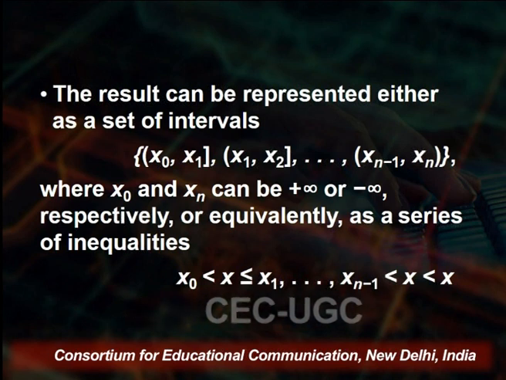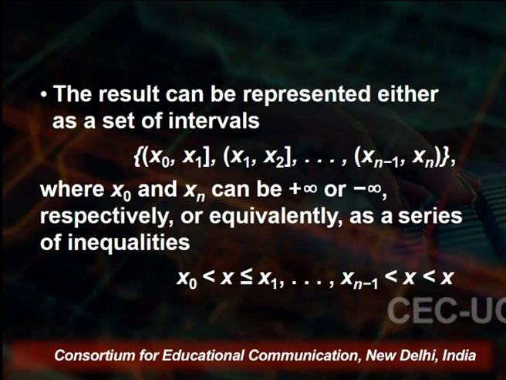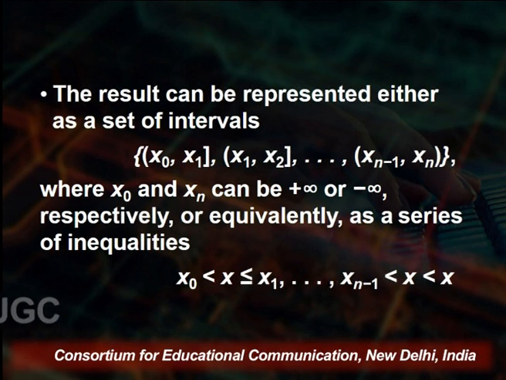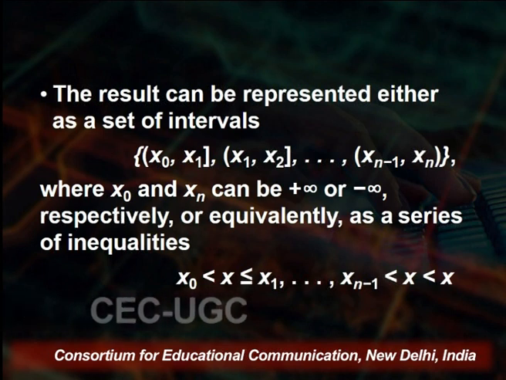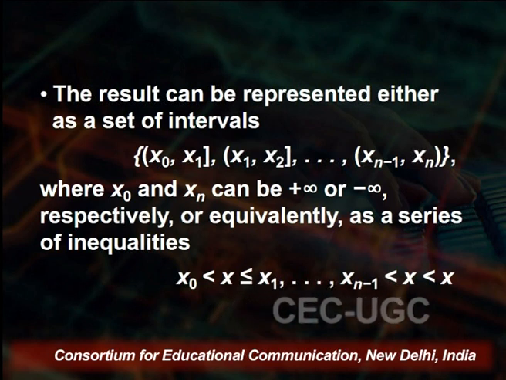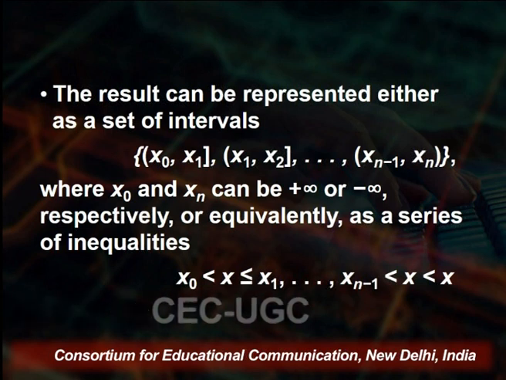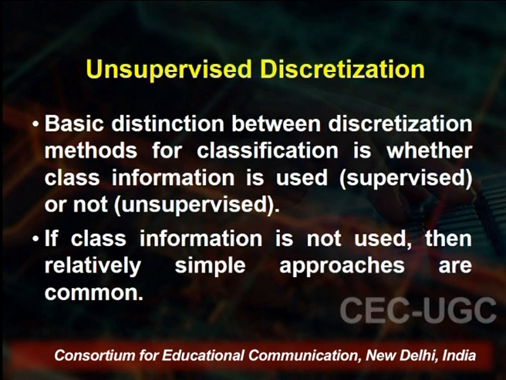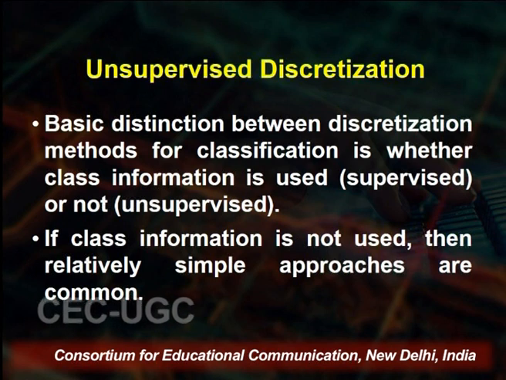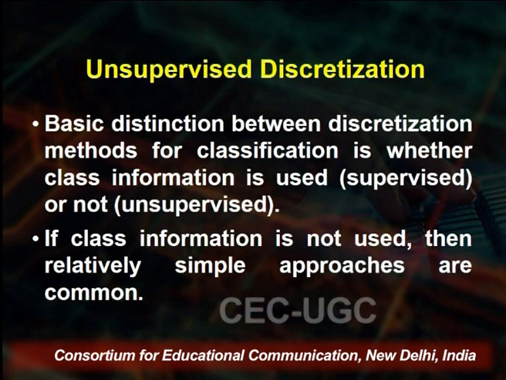The result can be represented either as a set of intervals like x0 to x1, x1 to x2, like this, and this can be minus infinity to plus infinity, or as a series of inequalities, that is x0 is less than x is less than or equal to x1. So we can have it either way: you can create the intervals or the series of inequalities. Now in discretization, when you want to find out the number of split points, you can have it in two ways.